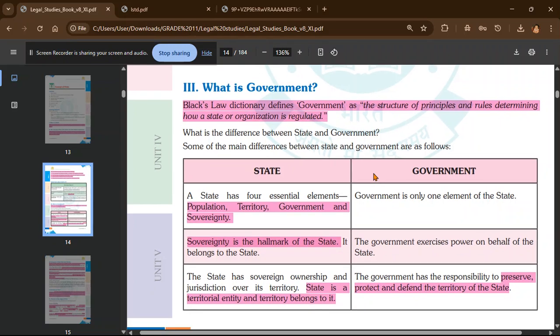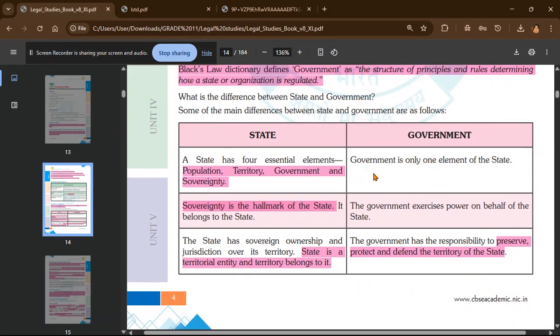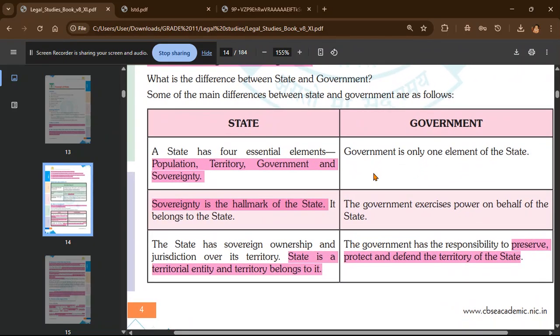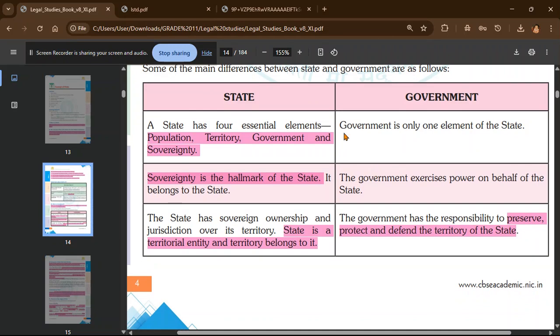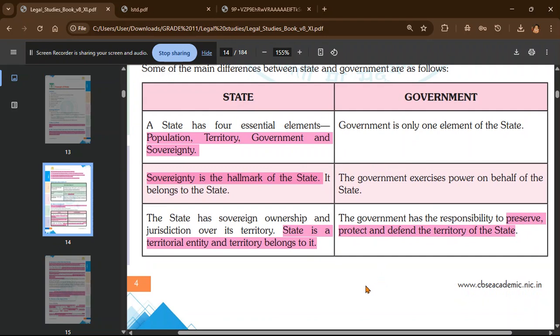Okay. So next we see some main differences between state and government. So three differences each. You must learn all of these. They're very easy and it usually comes as a 3 marker in your exam.